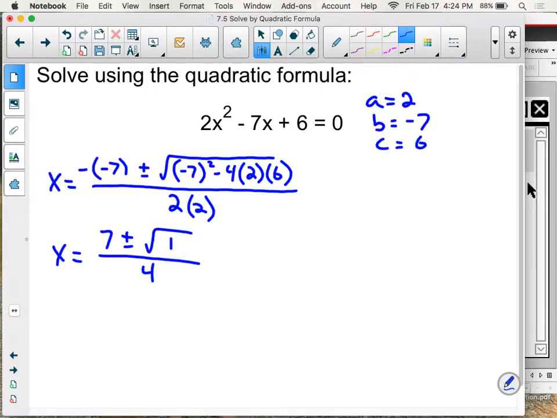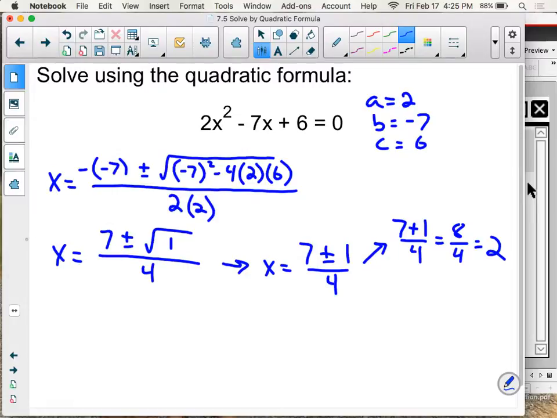Now, I know what the square root of 1 is. This is great. So I can write it as x equals 7 plus or minus 1 over 4. And yeah, there are 2 answers here. So one of my answers is 7 plus 1 over 4. 7 plus 1 is 8, divided by 4 is 2. So one of my answers is that x equals 2. My other answer is found by doing 7 minus 1 over 4, which is 6 over 4. If you want to reduce the fraction to 3 over 2, you could do that.